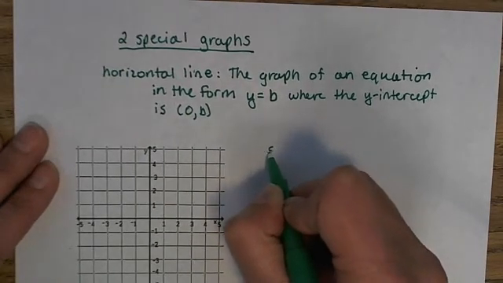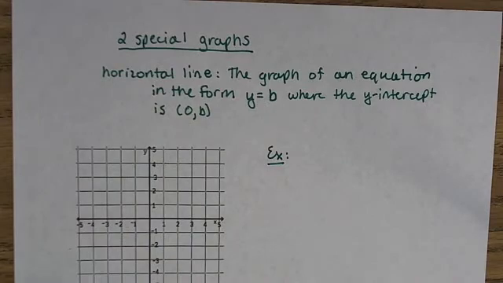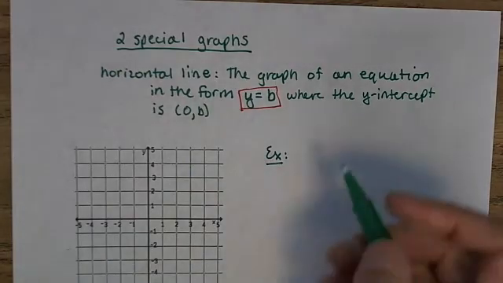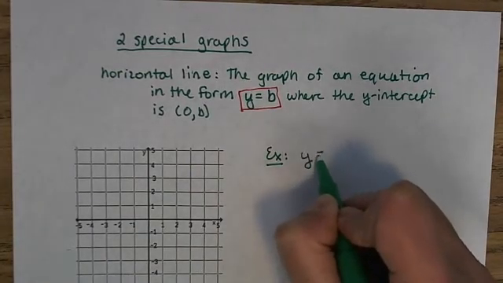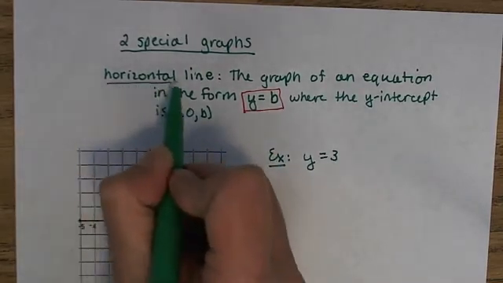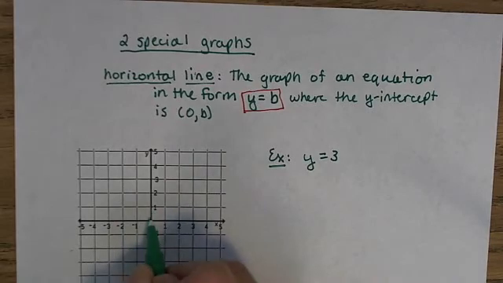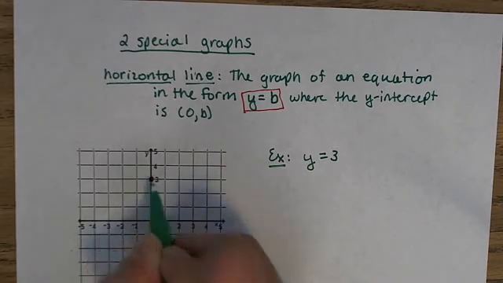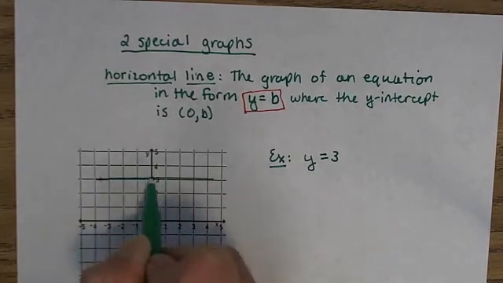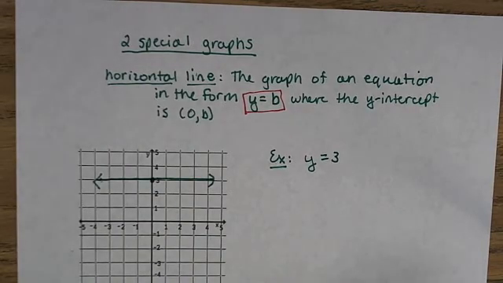For example, if I am using this particular equation of y equals b, then I'm looking at something like y equals 3. Now, according to this, it is a horizontal line whose y-intercept is 0, b. So that means 0, 1, 2, 3 is the y-intercept, and a horizontal line would go through that point in this direction. So there is the graph of that equation.